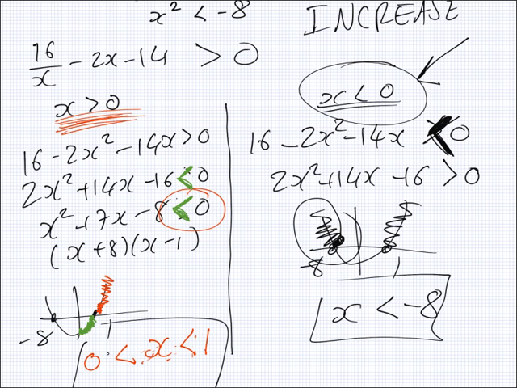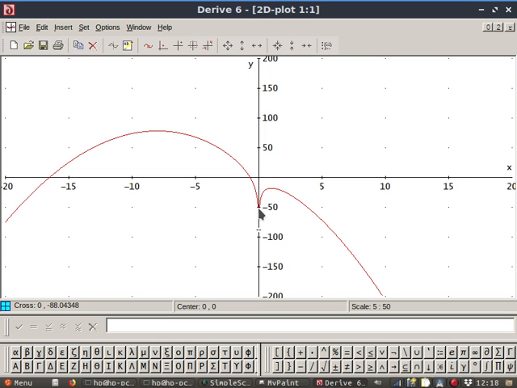The graph is increasing between 0 and 1. Let's see if we agree. Is it increasing between 0 and 1? Yeah, and then what happens after 1?